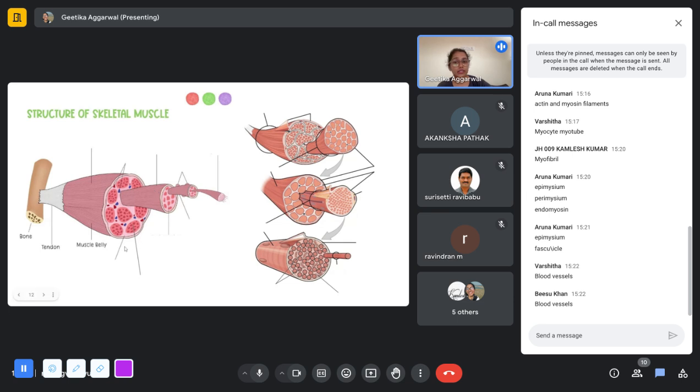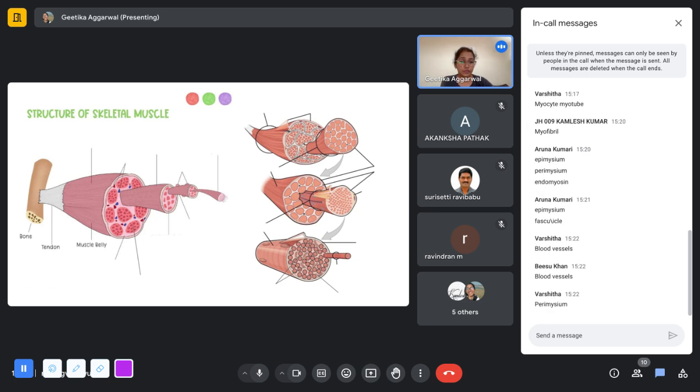And this space that is present between these different fascicles, what is that called? The space that is present between the different muscle fascicles. Perimysium, okay. And here is the bundle. These fascicles are a bundle of muscle fibers. So these are the different muscle fibers that are found inside.